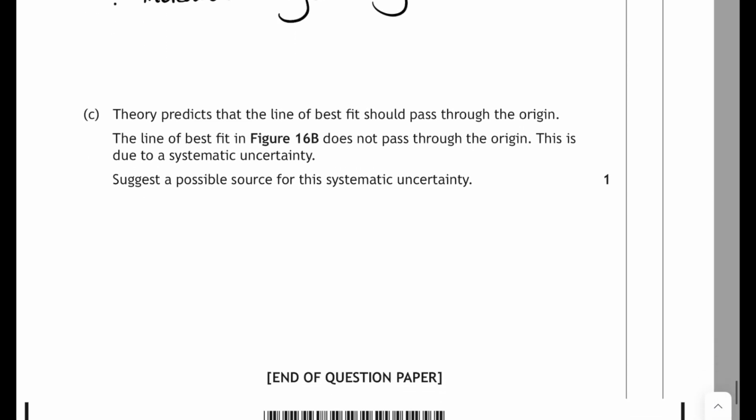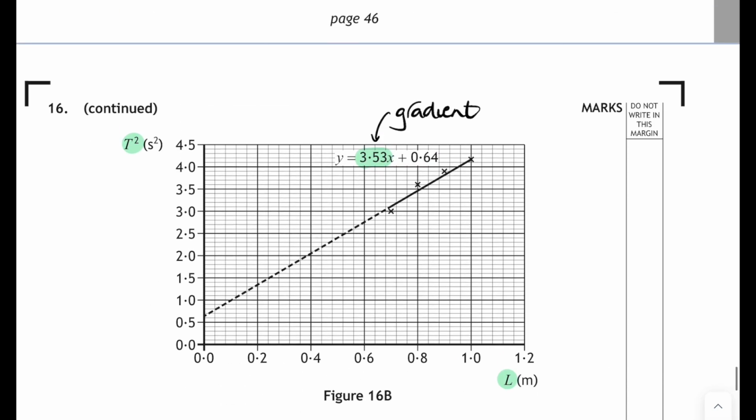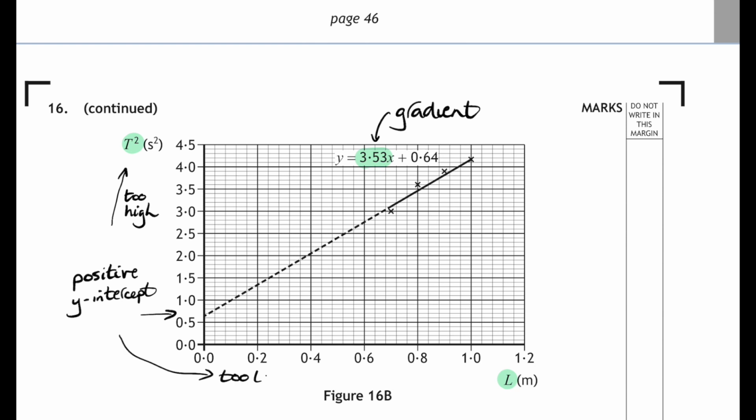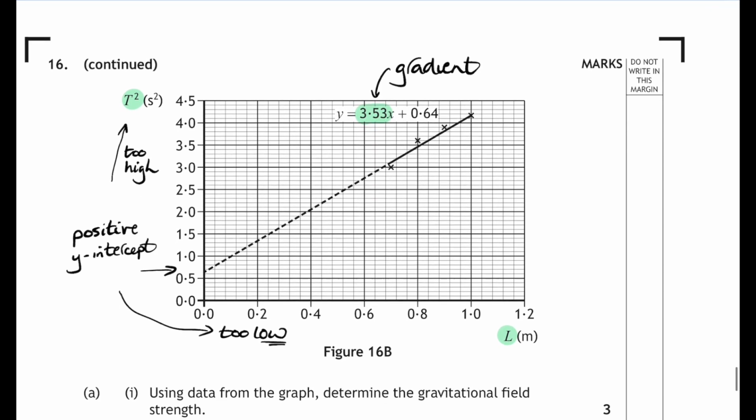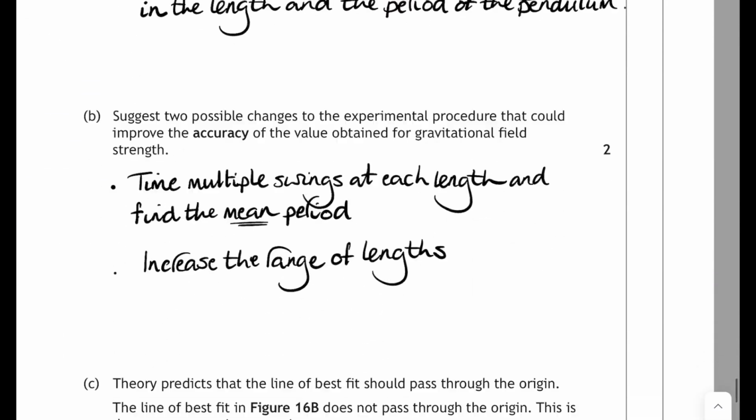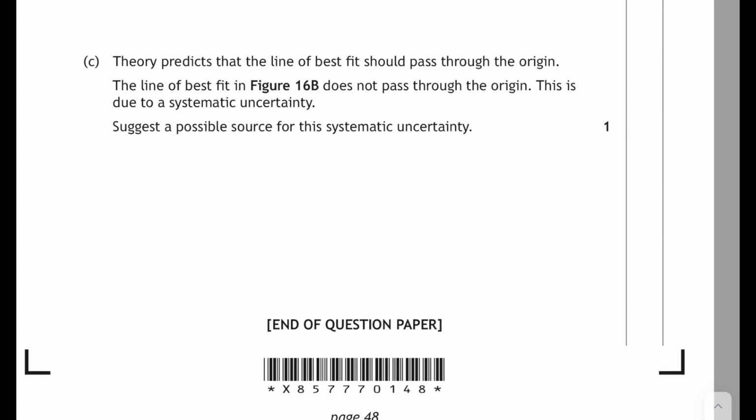And in part C, theory predicts that the line of best fit should pass through the origin, but the line of best fit in figure 16b does not pass through the origin. In fact, if we scroll back here and have a look at the graph, then we've actually got a positive y-intercept there of about 0.6 for t squared. So all our t squared values are too high, or all our length values are too low. Let's go back to the question. It says, suggest a possible source for this systematic uncertainty.